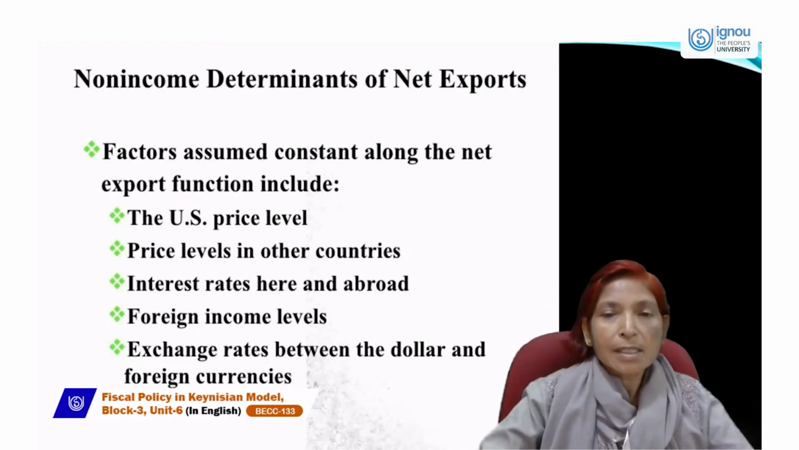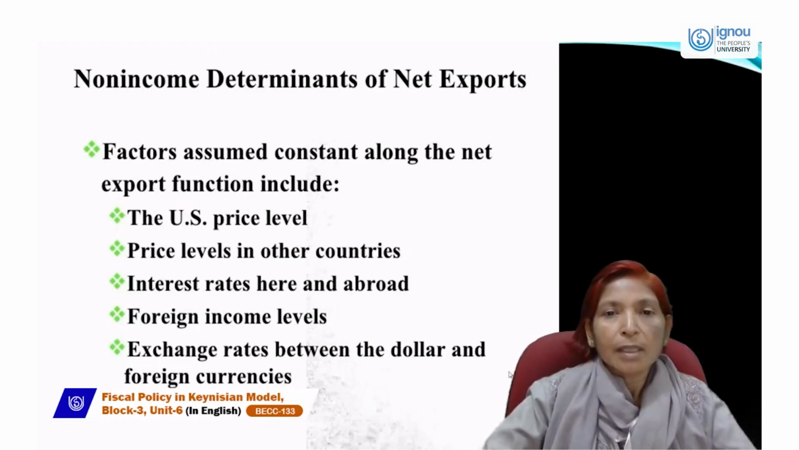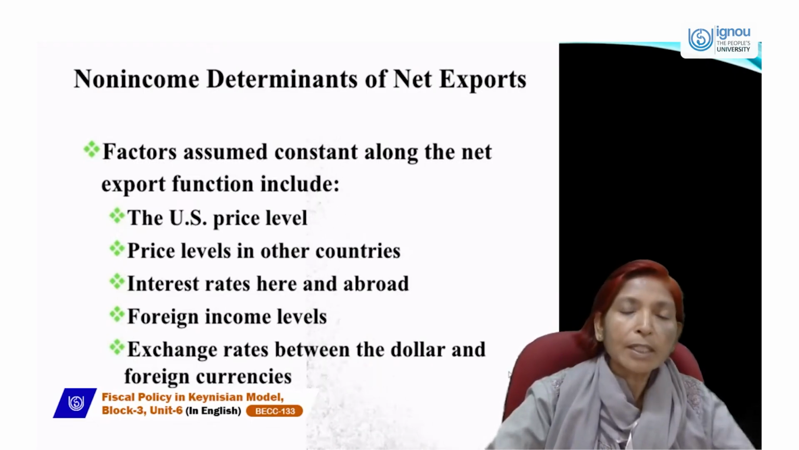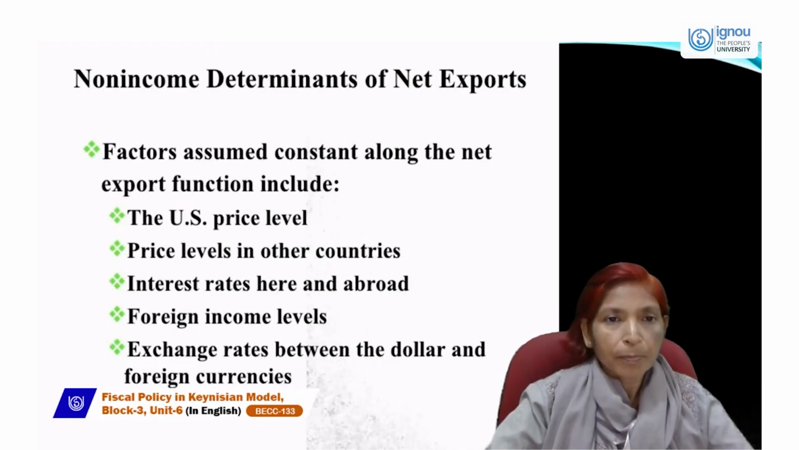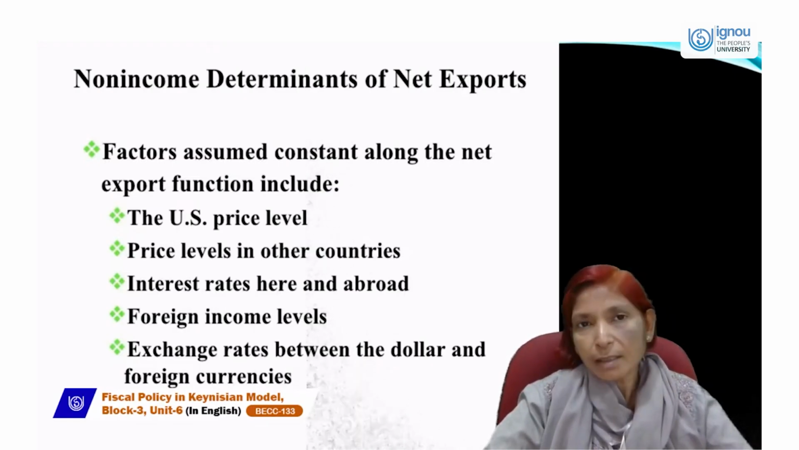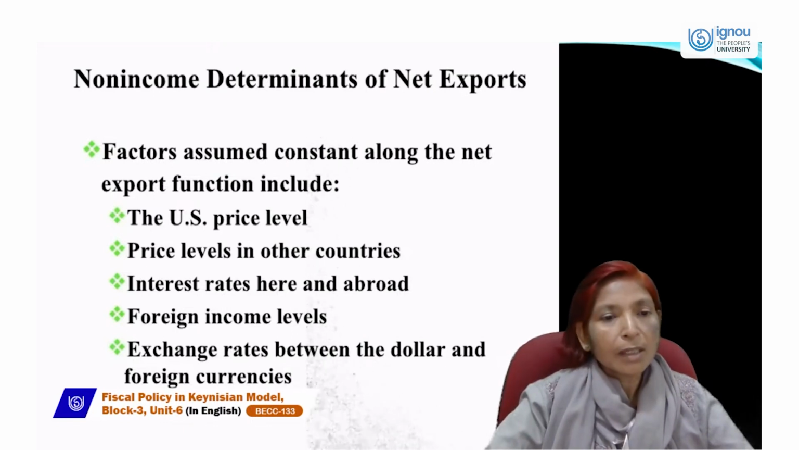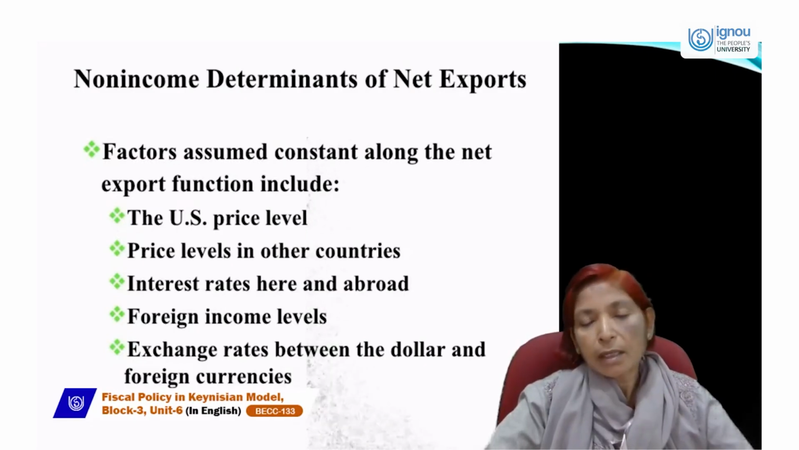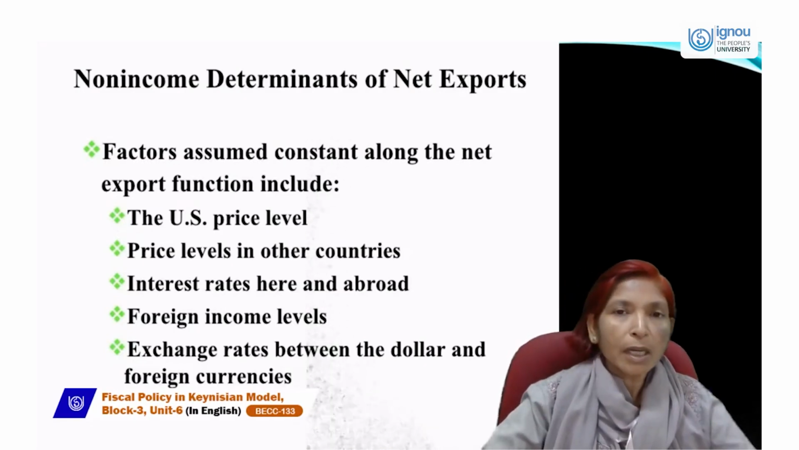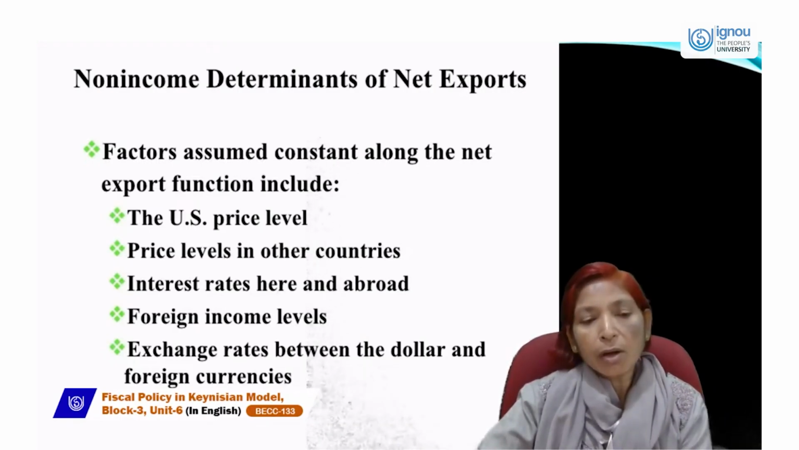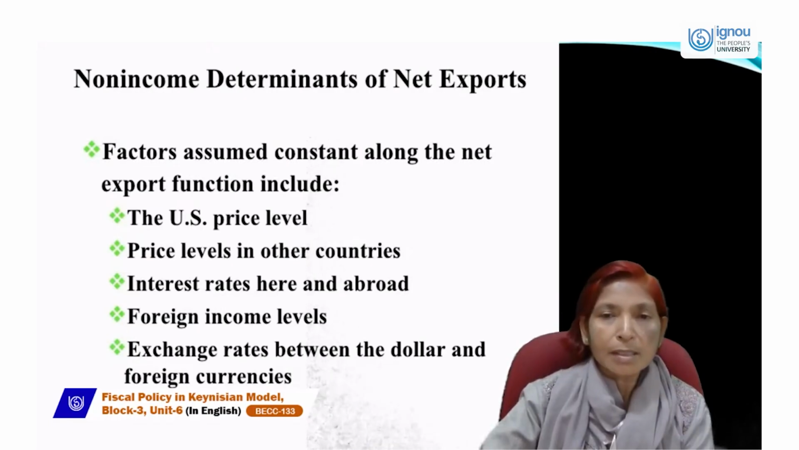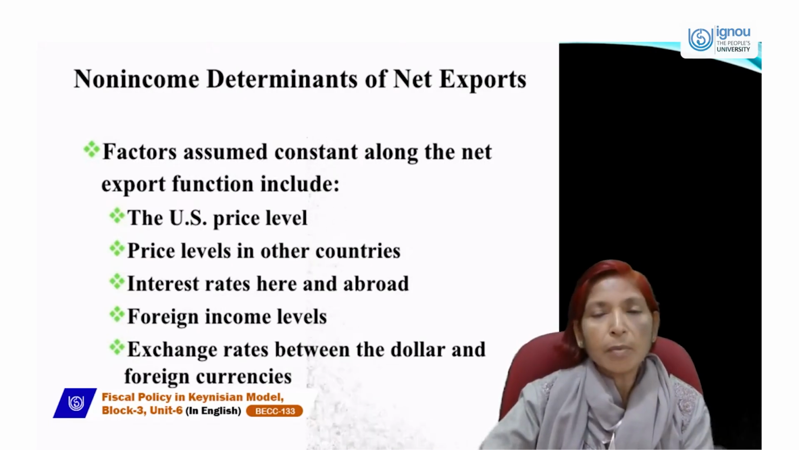So in short, we can say that the net export function can shift either to the right-hand side or the left-hand side, depending upon factors like the price level of the US or price level in other countries, interest rate here and abroad, foreign income level or foreign GDP, and the exchange rate between the dollar and other foreign currencies. All these are the determinants of the net export function.